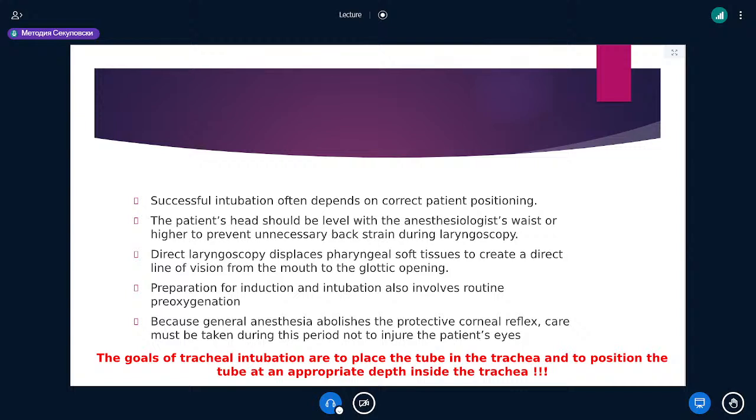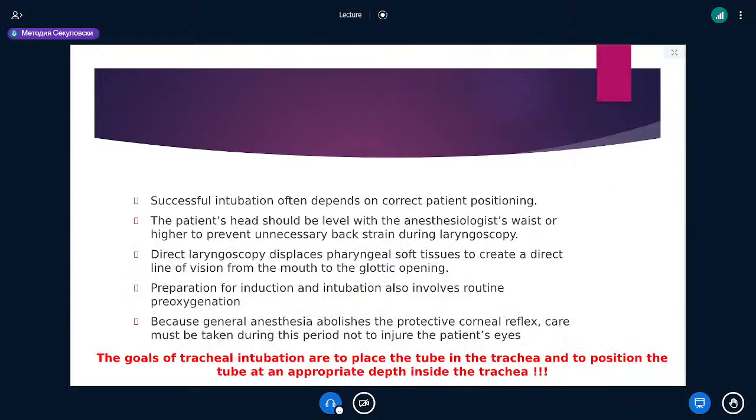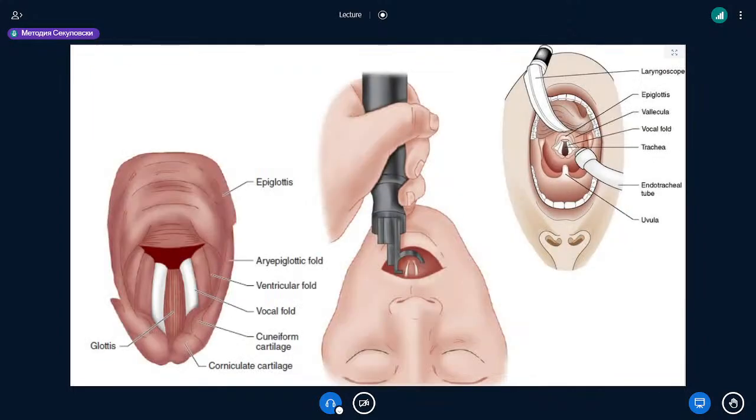This is very important because a lot of students, and not only students, doctors who are starting to specialize in anesthesiology and intensive care, insert the intubation tube but do not insert it in the trachea. And what happens? The cuff sits at the vocal cords. They inflate the cuff, and after the operation the patient has trauma of the vocal cord.